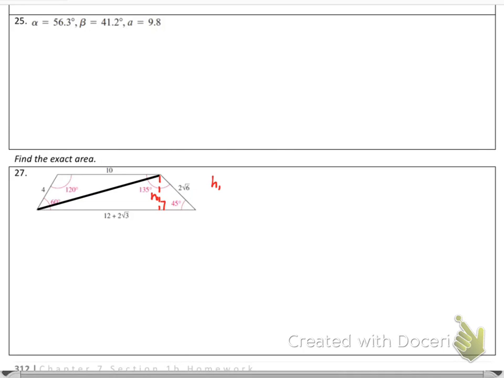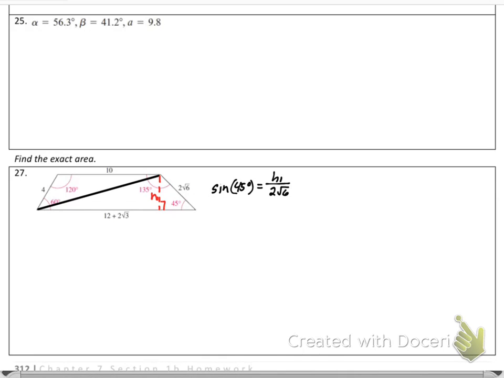If I'm looking for H1, I'm just going to say the sine of 45 degrees equals that H1 over our hypotenuse of 2 square root of 6. Are we okay using that to find our H1? And then the area is just half of H1 times our base. It's almost the same problem as this one.